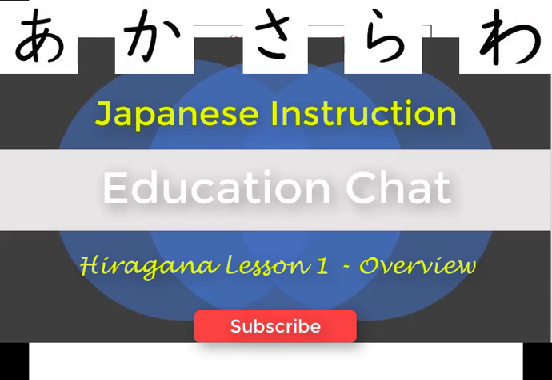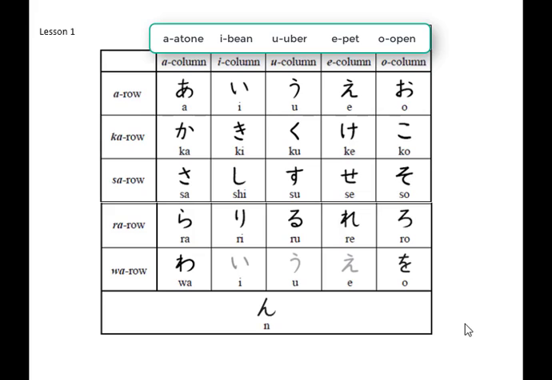Hello, this is Japanese Introduction Hiragana Lesson 1. Today we're going to review a few of the hiragana characters. Not all of them, but a few of them. We're going to start off with the vowels a, i, u, e, o.